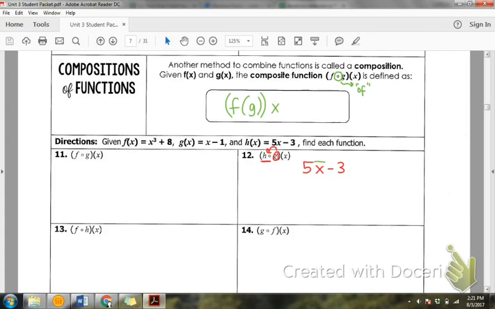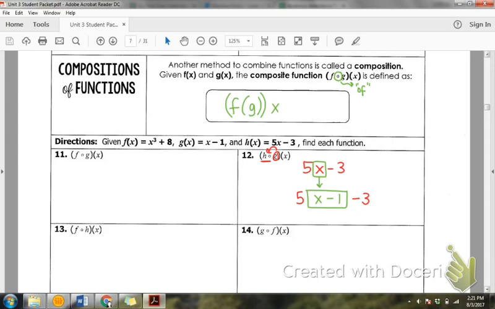You ready? Wherever your x is, you're going to take that x out, and you're going to replace it with the entire g function, which was x minus 1. But you still have the 5 out here, and you still have the negative 3 out here. So we see what happened. I started with my h function. I took the x out, and instead of x, I replaced it with the entire g function. I put the box, you don't have to. This is just so you can see where it's going, okay?